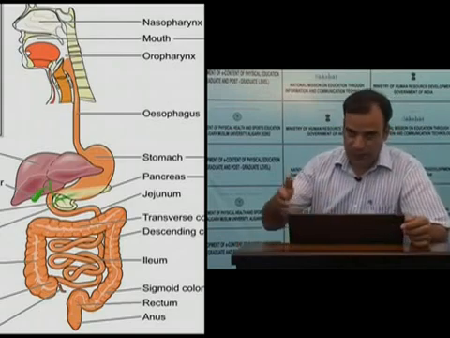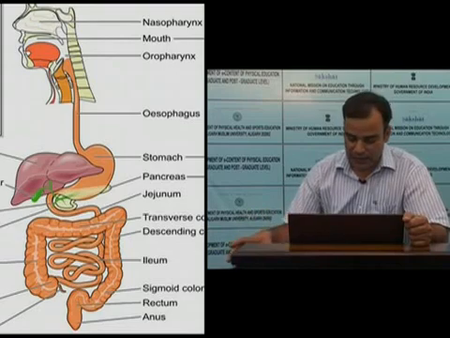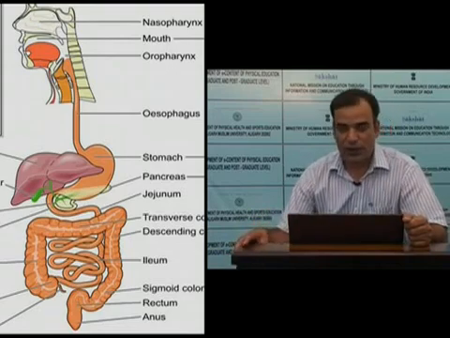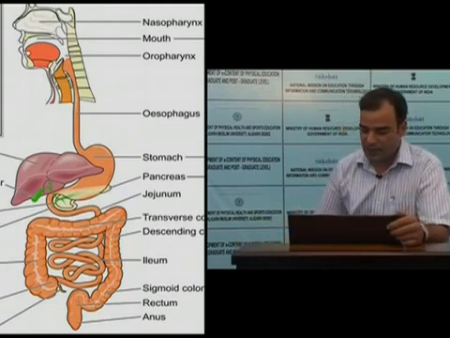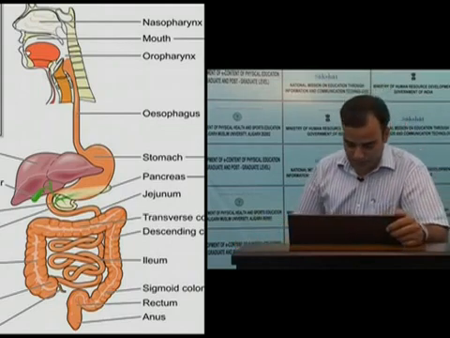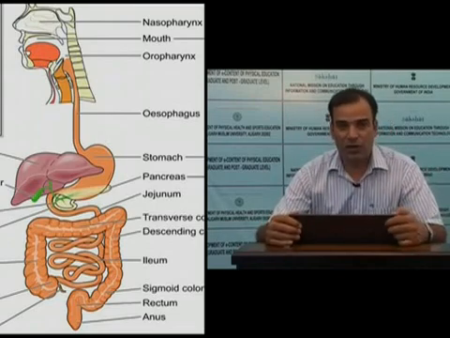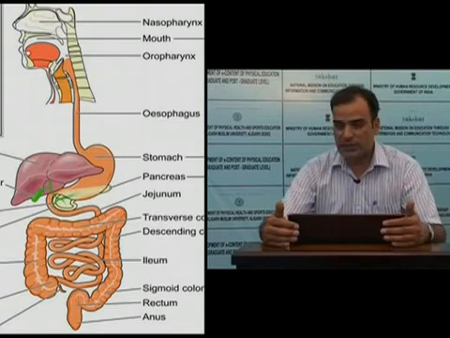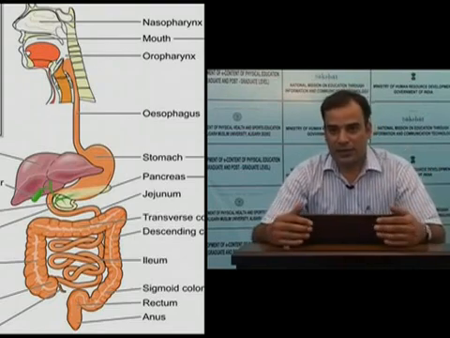So in the mouth, first there will be saliva, which comes from the salivary glands. In the stomach, there are two types of secretions. One is acid and second is pepsin. Pepsin is an enzyme which digests proteins. From the liver, the secretion which helps in digestion is called bile. Bile actually does not contain any enzyme, but it helps in the digestion of fats.